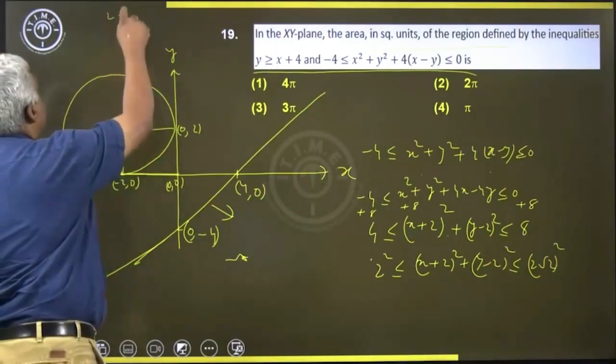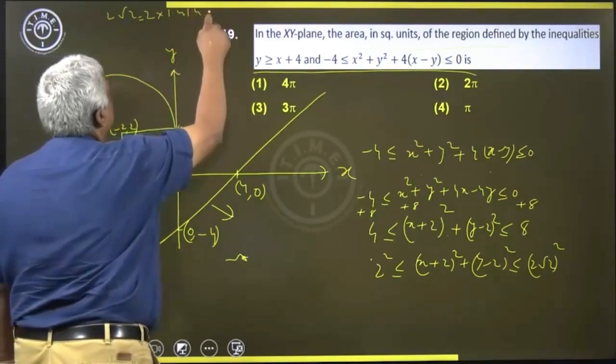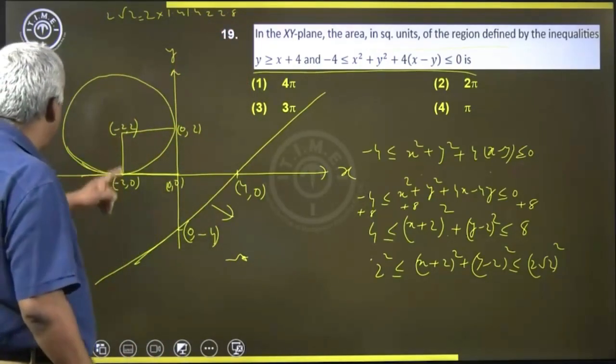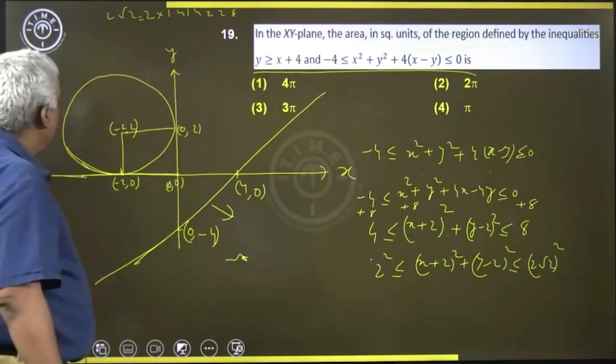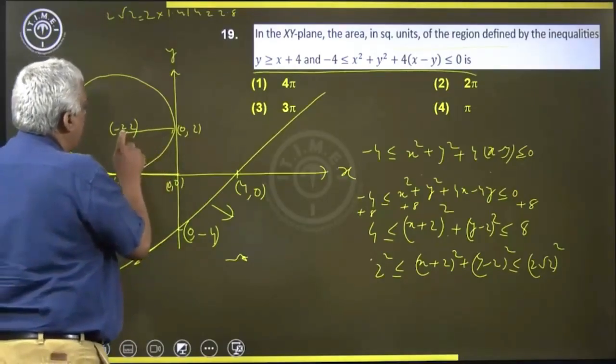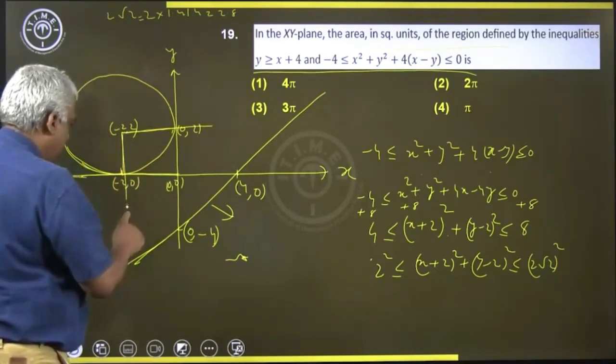2 root 2 is approximately 2 into 1.414, right. So around 2.8, something like that, okay. So the other circle has the same center and radius 2 root 2. So it will be more than 2, let us say somewhere here, something like this, okay.